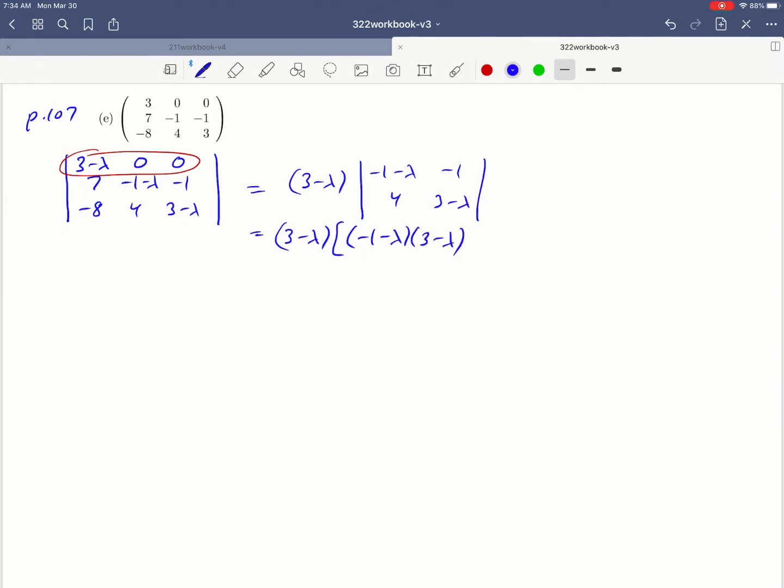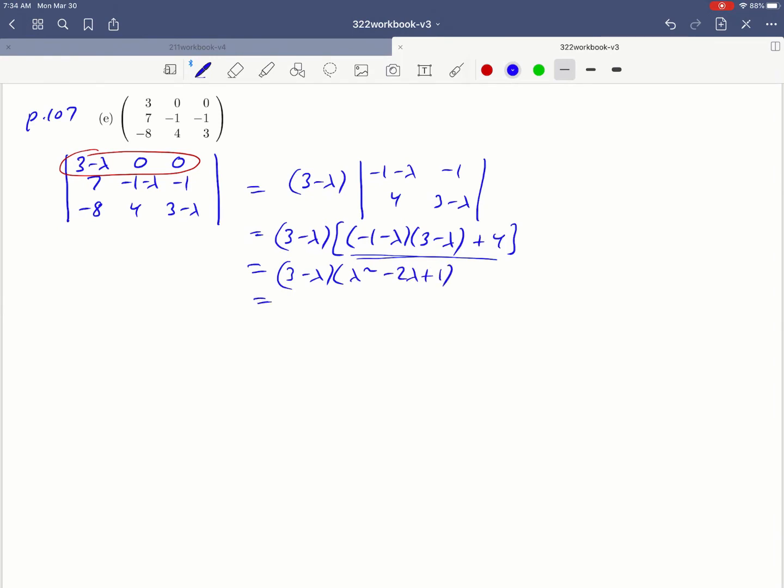If we write out the steps, it looks like that. Minus a negative 4 is a plus 4. I'm trusting that you can do the algebra that's in the brackets there. If you do that, you're going to get 3 minus lambda, and that part in the brackets is going to reduce down to lambda squared minus 2 lambda plus 1.